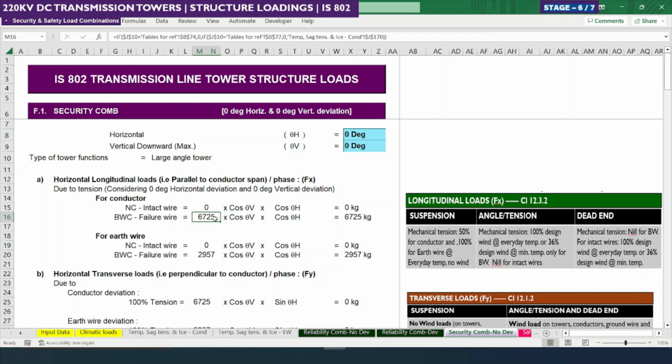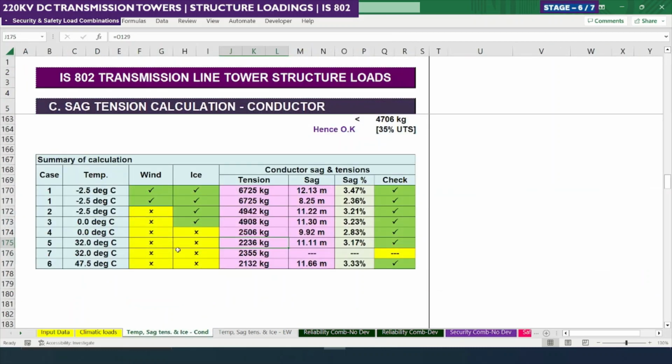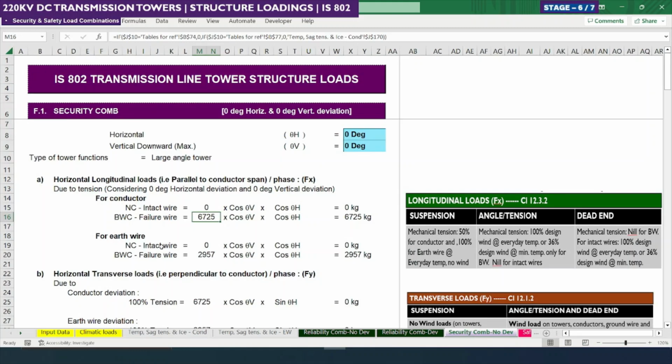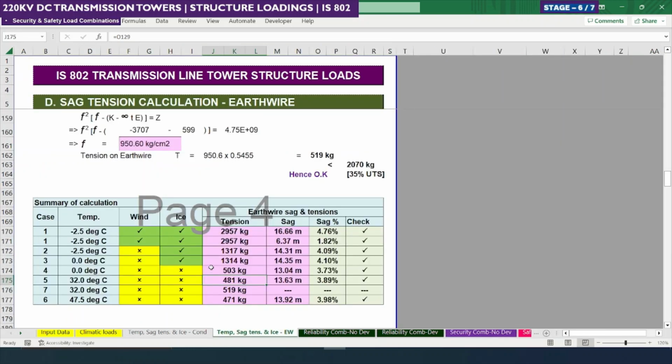So here for a broken wire condition we need to consider whichever is greater in this. So we can see here from the table for conductor tension, this one, minimum temperature with 36% of wind speed, is having 6725 kg. So that is what we are going to apply here. So again here also there is no deviation, so the same value should become here. Similar case for earth wire also we need to consider here. We can find here the tension calculation which we got done for earth wire. It is 2957. So this value we need to consider here.